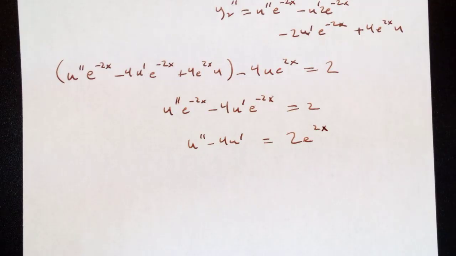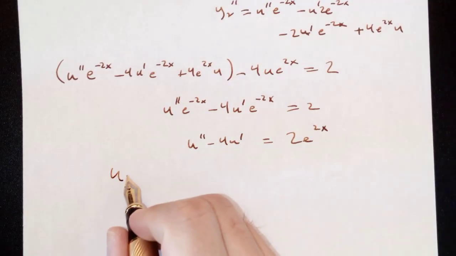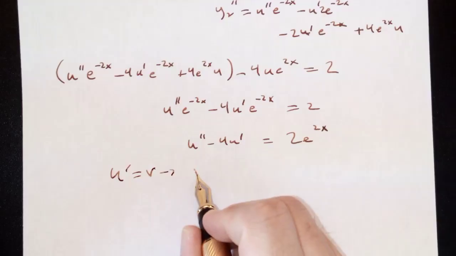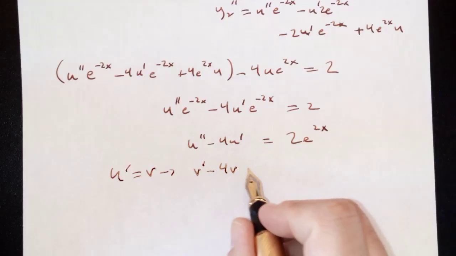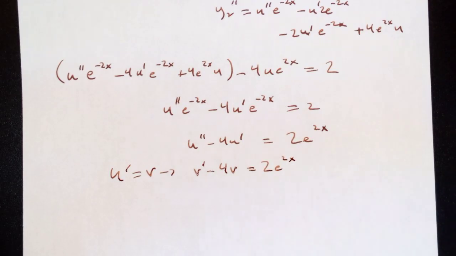Hey, wait a second. I only have a function u prime and its derivative u double prime, just like last time. This is reduced order. This is a linear differential equation. It's not homogeneous, but it is linear. And if it's first order and linear, I need an integrating factor.